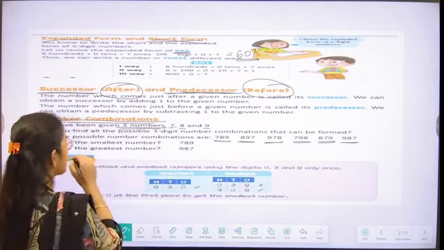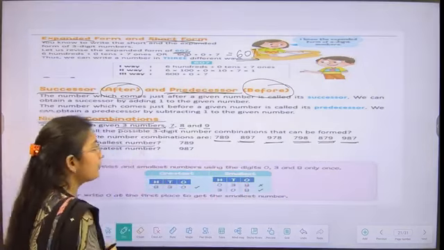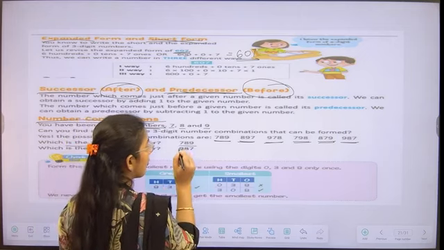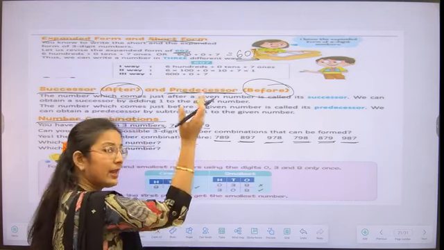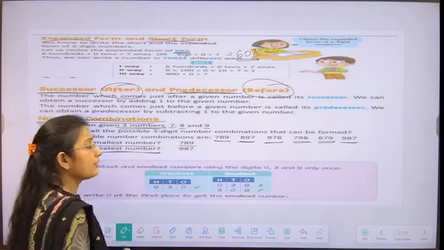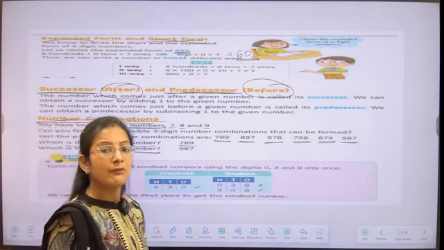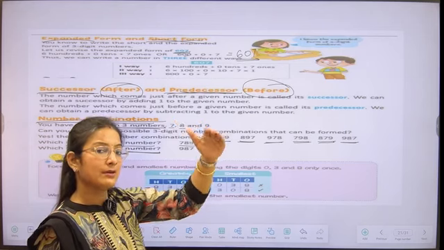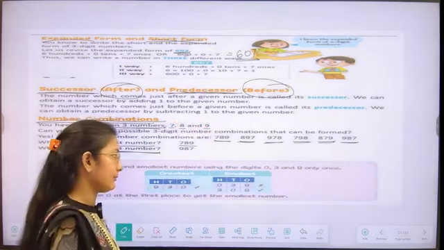For forming the smallest number, what do we have to do? We have to write the smallest digit first, then greater, then greatest. Similarly, if we want to find the greatest number, we have to write the greatest digit first, then smaller, then smallest.